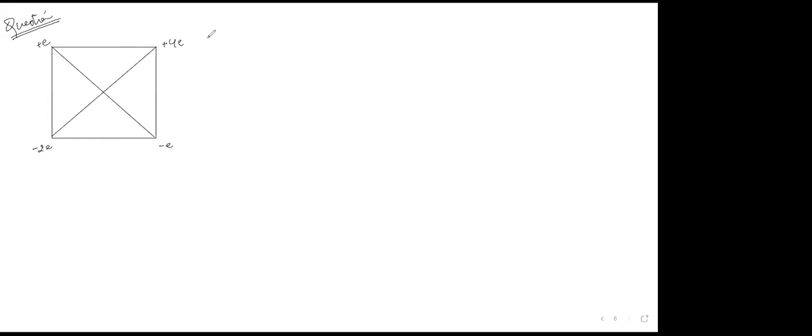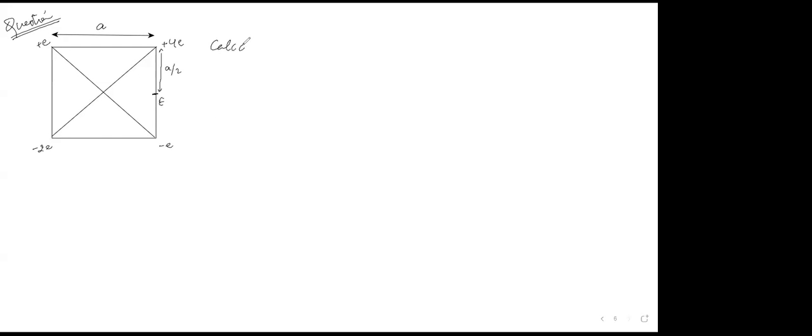It's okay. And this separation is A. And we have any other point E here. And the separation is A by 2. This is your A by 2.